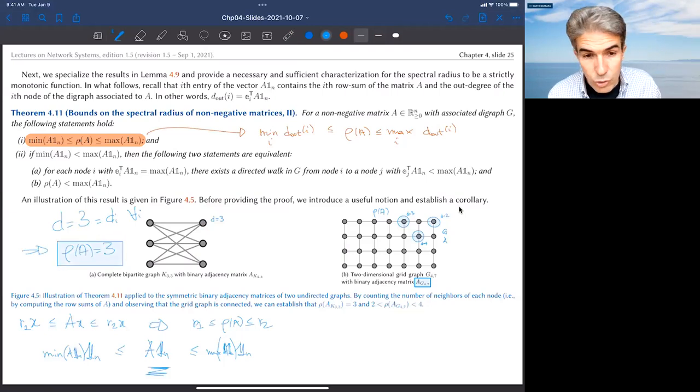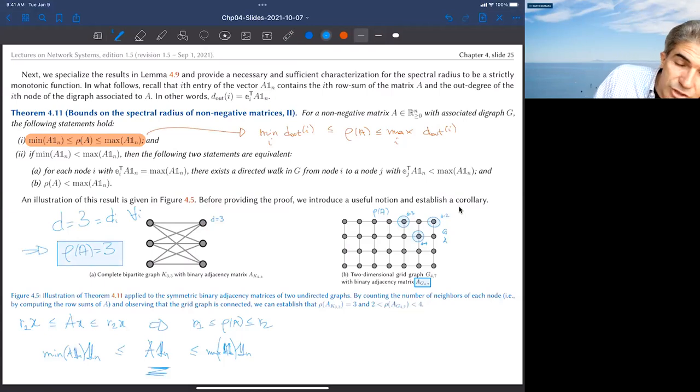So if you want a row stochastic matrix, you need to take the adjacency matrix of this graph and divide it by 3. 1/3 of the adjacency of K33 is row stochastic. That's it.